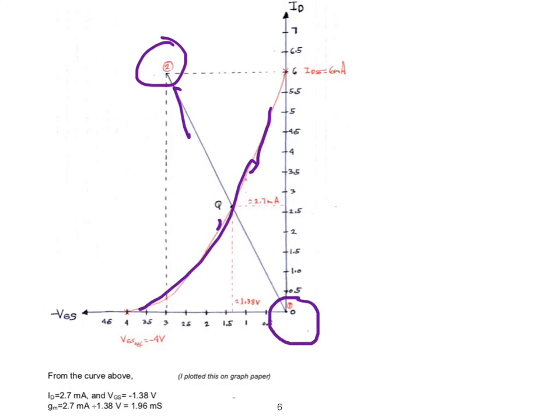So the Q point, which is going to be right in the center. Okay, the Q point is going to be right there, where the two lines intersect.